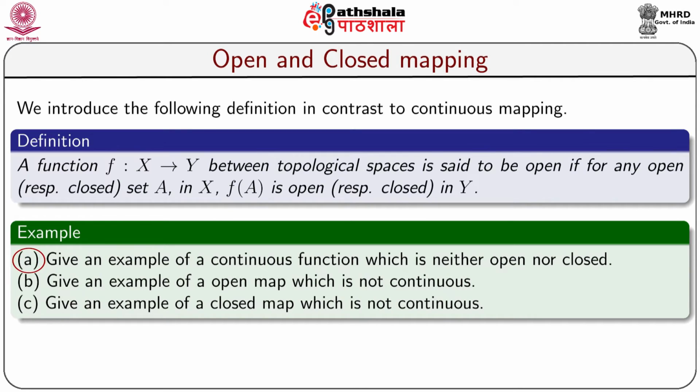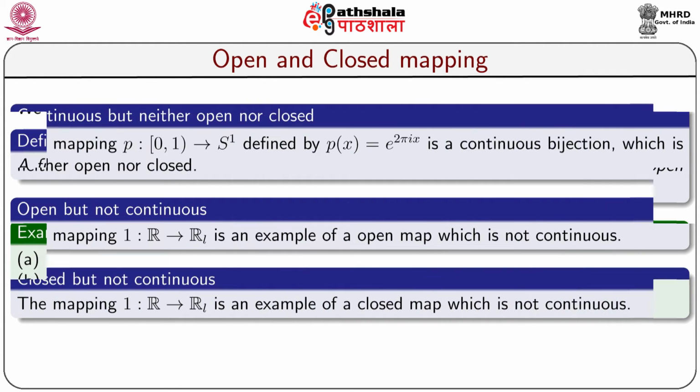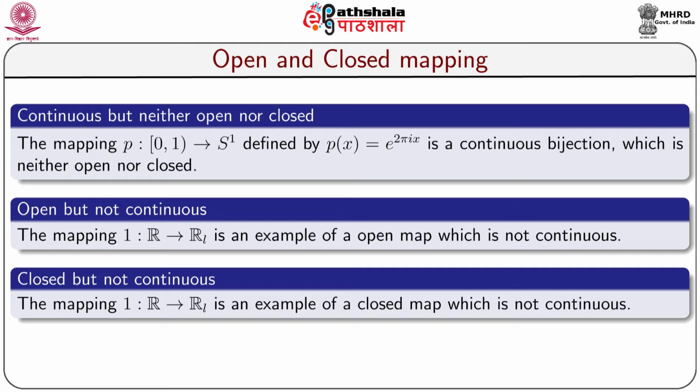An example of a continuous function which is neither open nor closed. An example of an open map which is not continuous. An example of a closed map which is not continuous. Let us first solve this, the continuous mapping which is neither open nor closed. This is an extremely important example for geometric view also. This mapping will also be needed in algebraic topology.